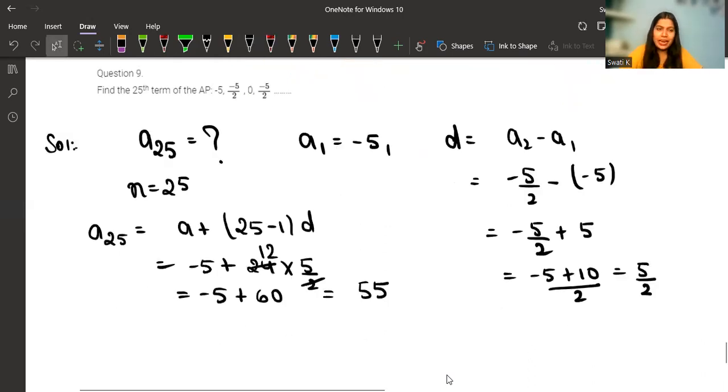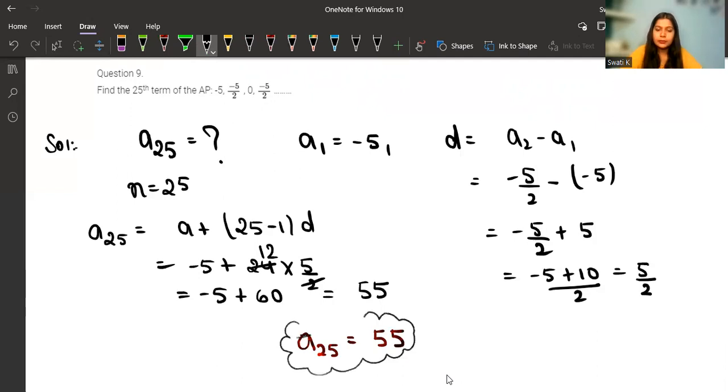Very straightforward and very simple. This was our second last question. So we got the answer, A25 equals 55. Okay, yeah, this is our answer.